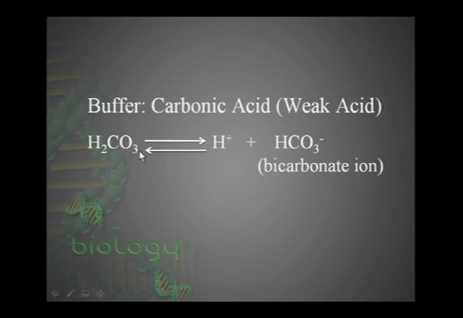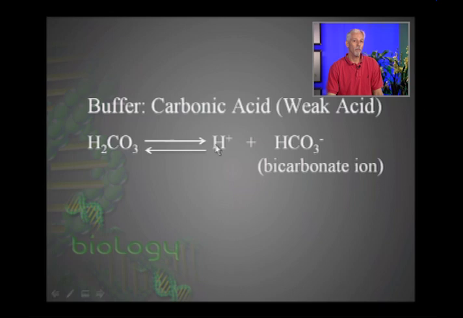So in our body, the primary buffer is carbonic acid. So carbonic acid will dissociate to form H plus and HCO3, which is bicarbonate ion. And this is a reversible reaction, so it can go in either direction. So the key is hydrogen ions. If hydrogen ions are removed from a solution, carbonic acid will dissociate to replace that. If you add hydrogen ions to a solution, it will combine with bicarbonate to reform carbonic acid. So these weak acids do not completely dissociate.